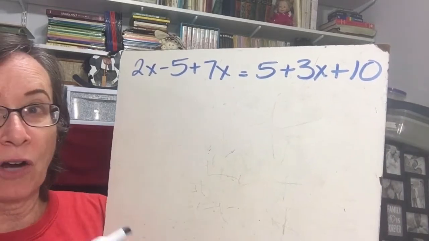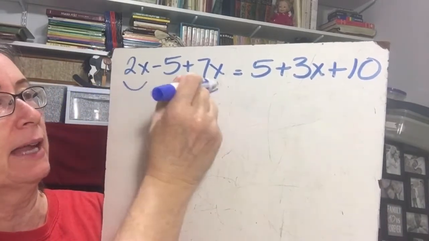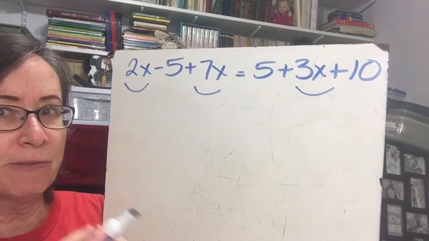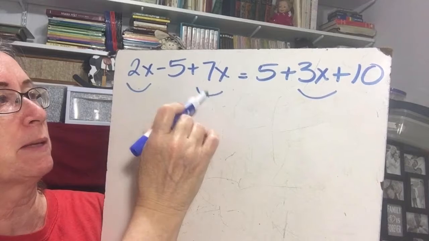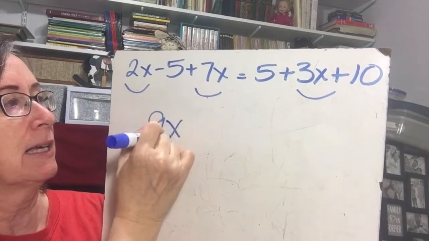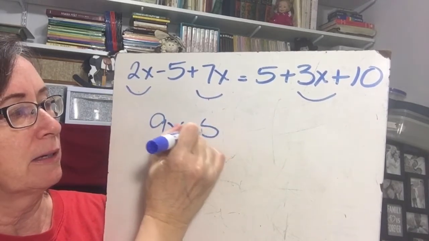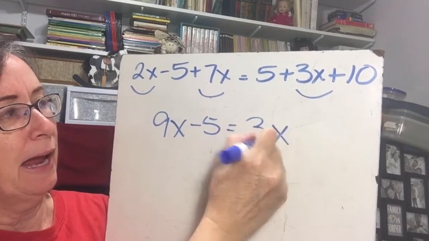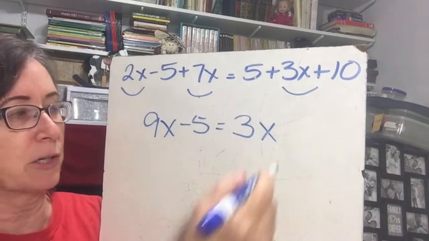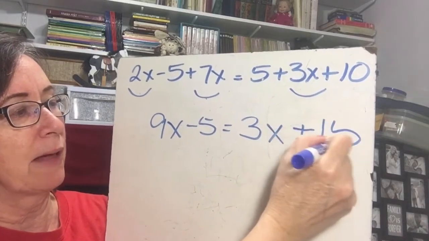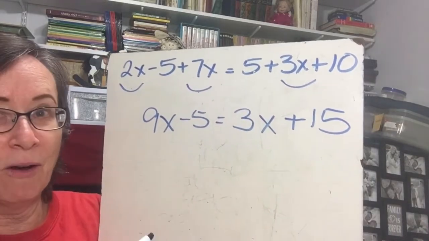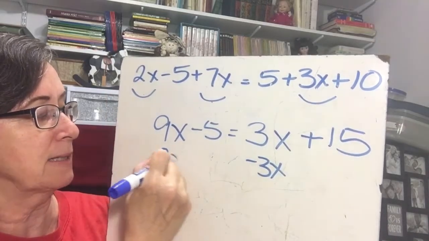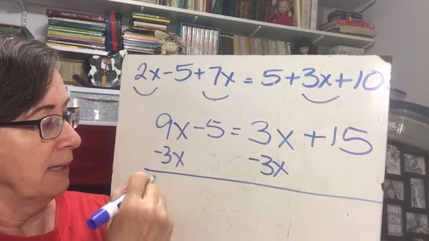So again, we're going to look for all of our x's. We have an x, and on the other side, we have an x. We're going to deal with simplifying each side first. So 2x plus 7x is 9x minus 5. Then over here, we've got a 3x, and then the 5 and the 10 are like terms, so we add them together. So now we're going to subtract the 3x to get all of my x's on one side.